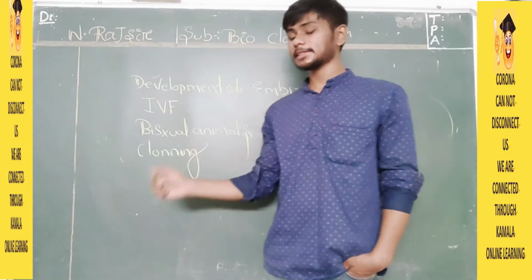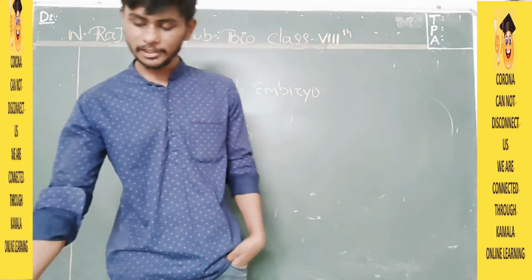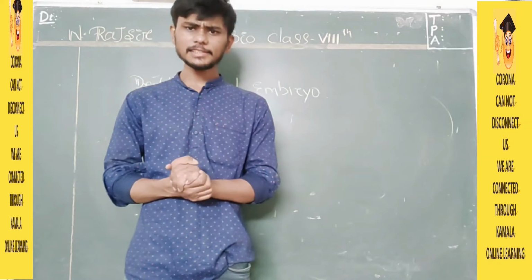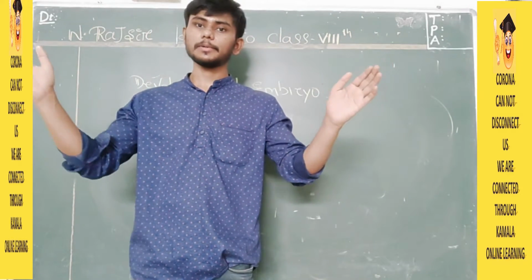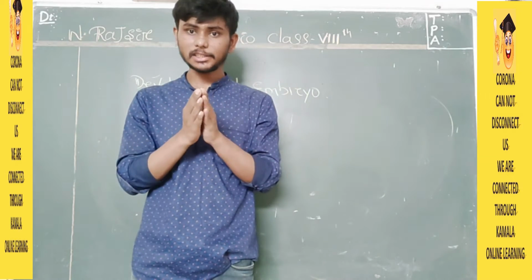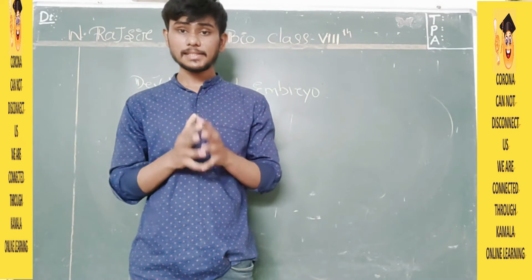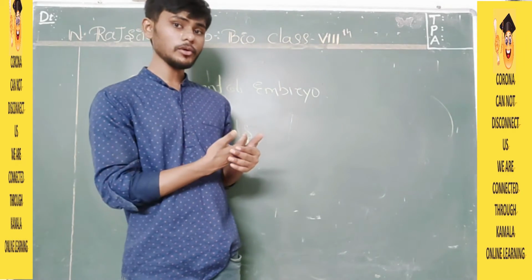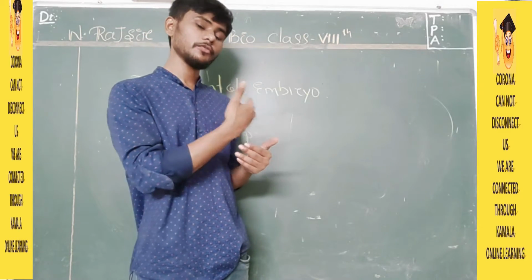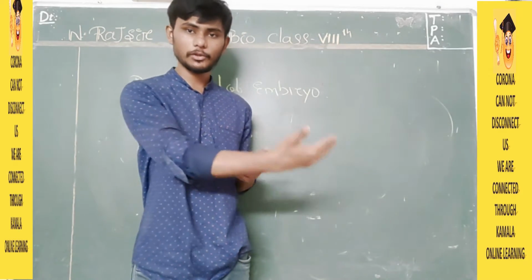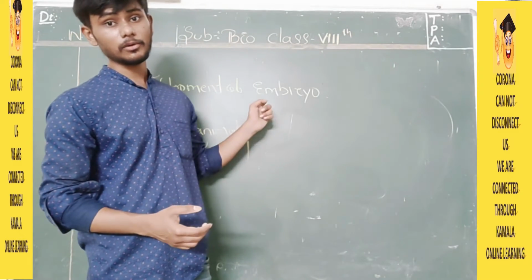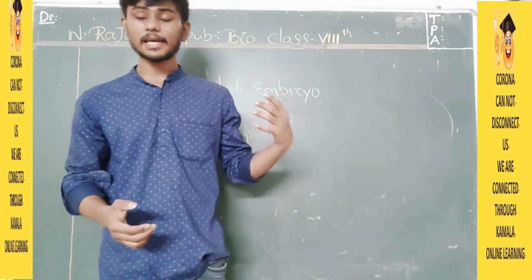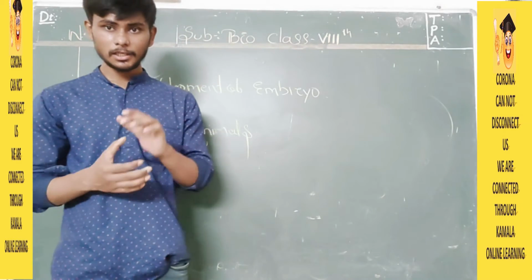Okay, before I start this class, let me remind you what exactly fertilization is. Fertilization is a process in which the male reproductive cell combines with the female reproductive cell, and after combination they form a zygote, and this zygote will turn into an embryo, and from the embryo it will turn into a fetus, and the fetus will grow into a baby. So here we will learn what exactly an embryo is and how its development happens in this class.